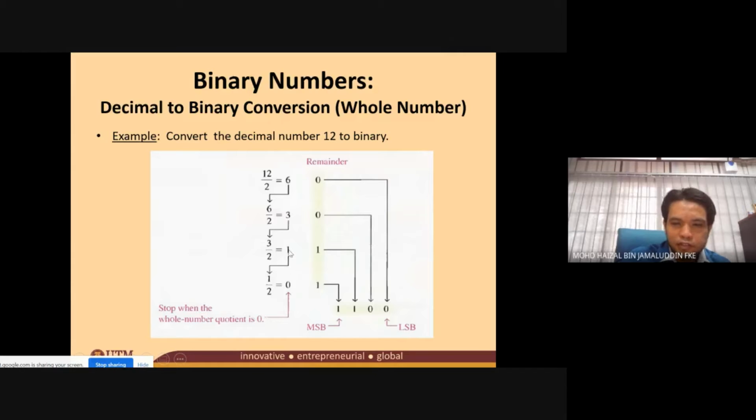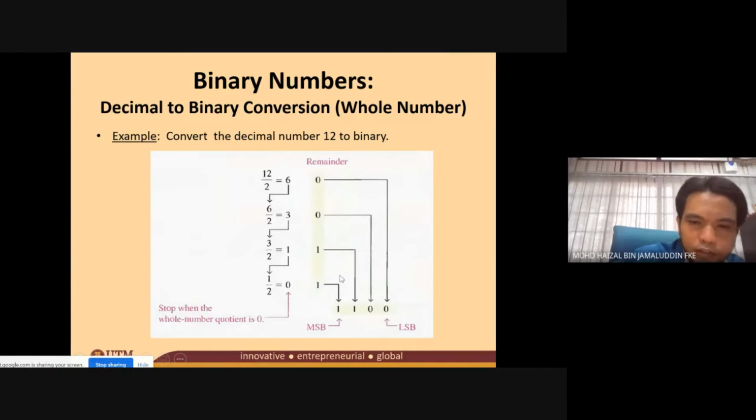Next, this 1 you divide into 2. Okay, tak boleh bagilah. So you have equivalent to 0 and the remainder is 1. You only stop when the whole number quotient is 0. So you stop when the quotient is 0.